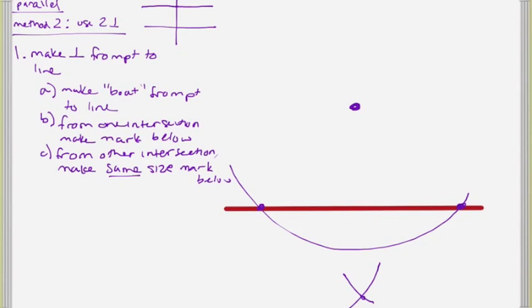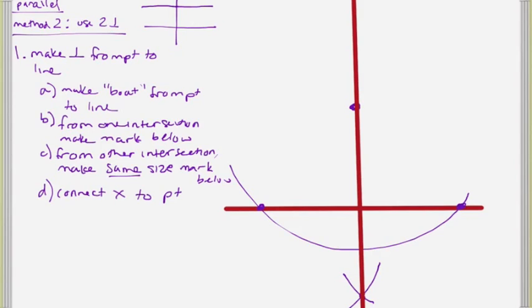Where we get an X, I'm going to put a point. And we're going to then connect that point to our starting point. So that's our last step here. Connect X to the point. So we've made one perpendicular.